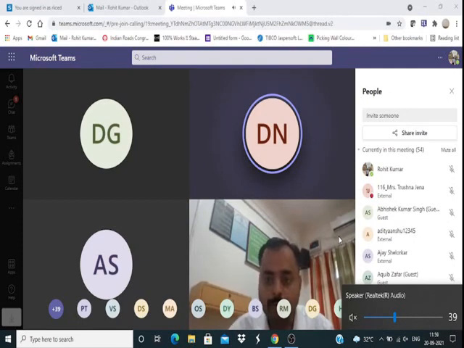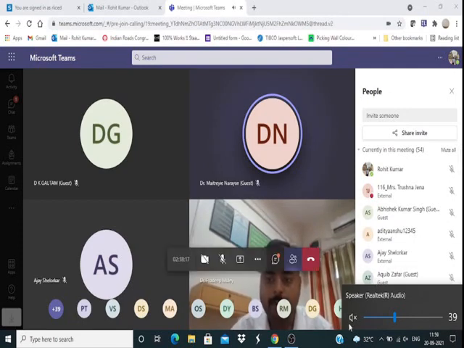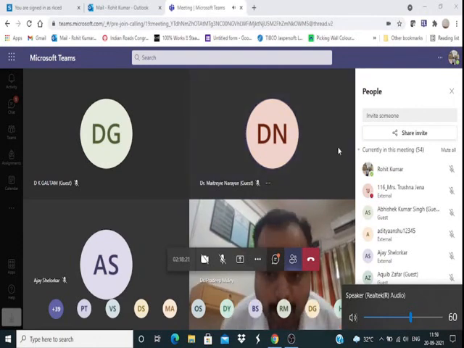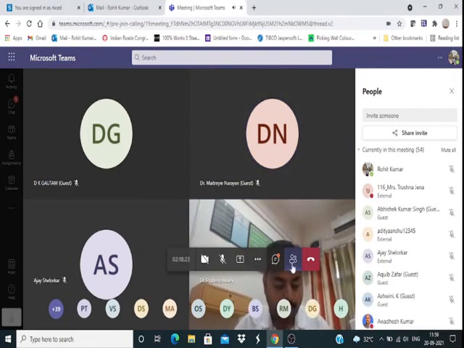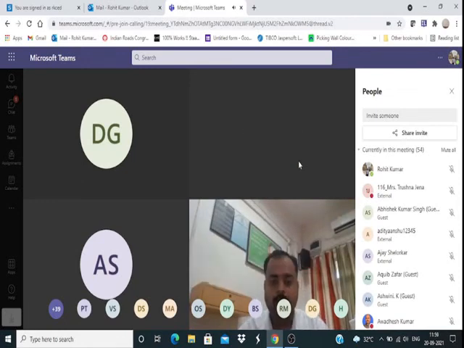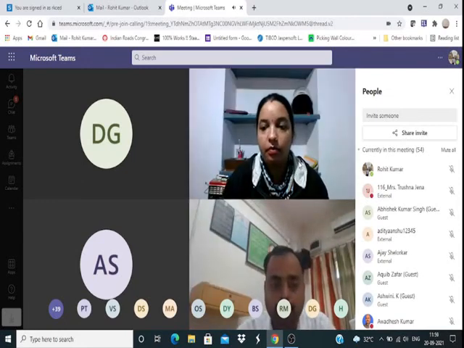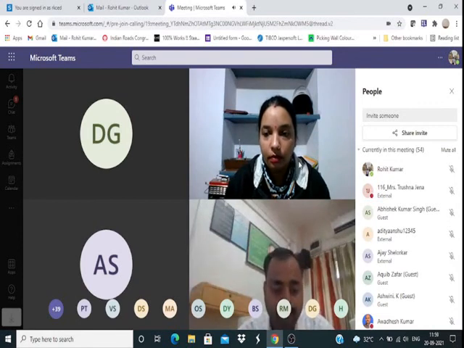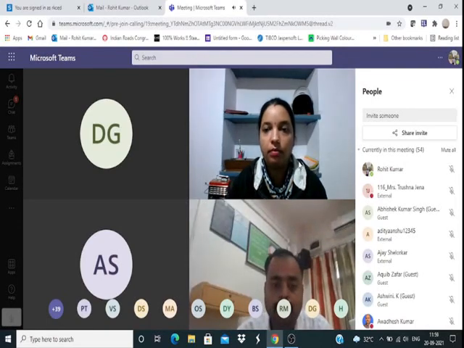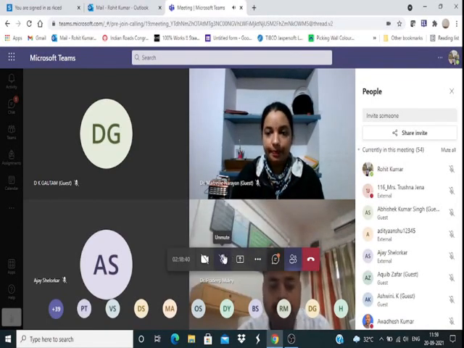Our Honorable Vice Chancellor, Professor J.P. Pandey, sir, has joined the session. So I would like to welcome Honorable Vice Chancellor, Professor J.P. Pandey, sir, Vice Chancellor of MMMUT Gorakhpur, and the Chief Guest of this function. Now I'd like to invite Professor Sriram, sir, Professor and Head, Civil Engineering Department, for the welcome address.